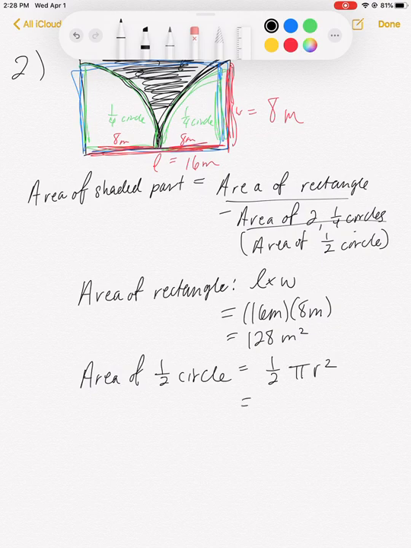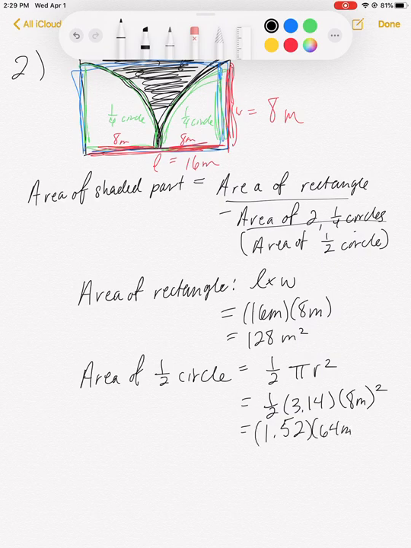Now pi we're going to take as 3.14, so we have half of 3.14. The radius of these is 8 meters. Square that, so don't forget to square it, because sometimes I forget to do that. And when I do that, half of 3.14 is 1.57 times 64 meters squared. When you do that, you get 100.48 meters squared.